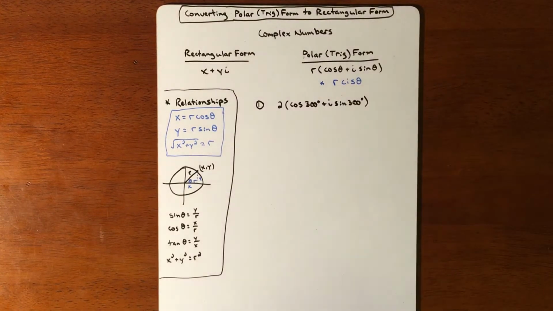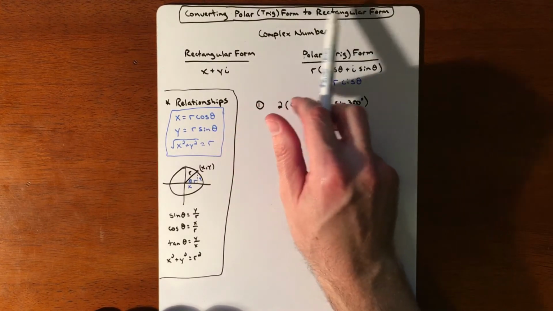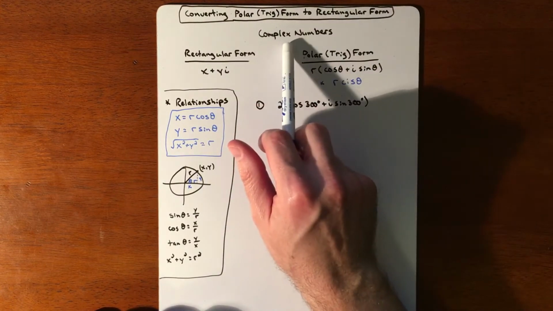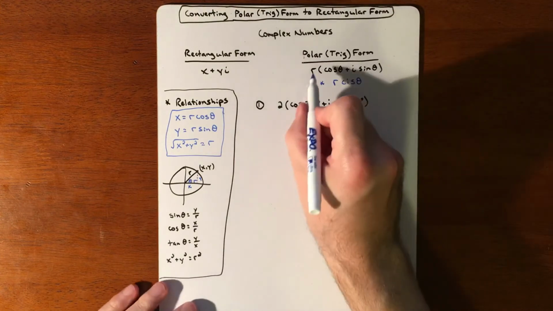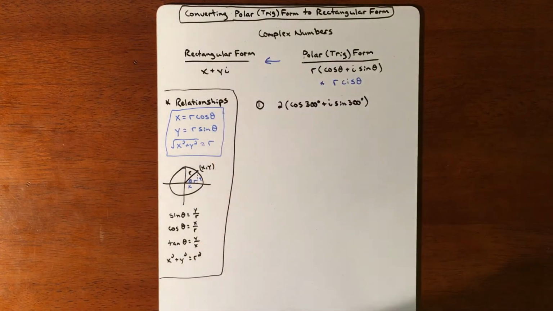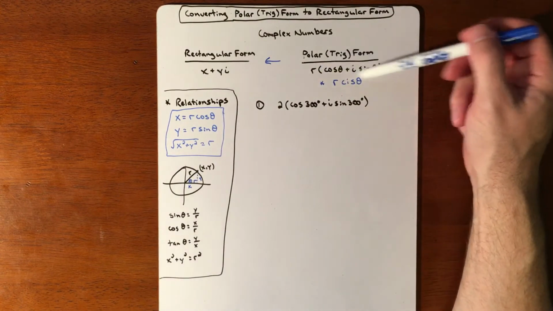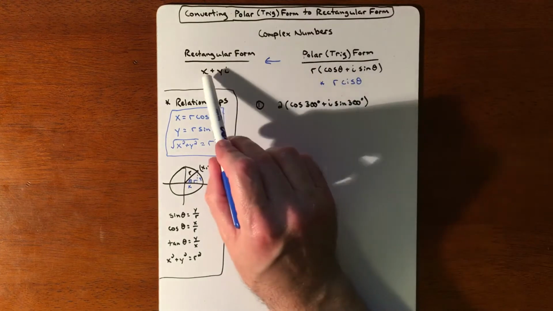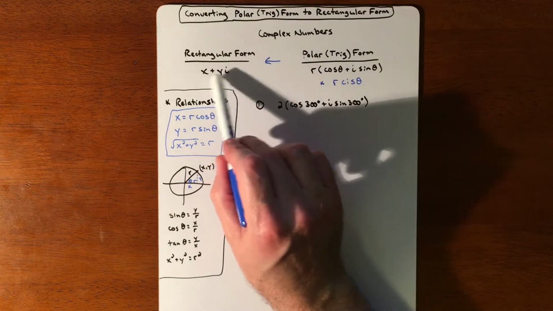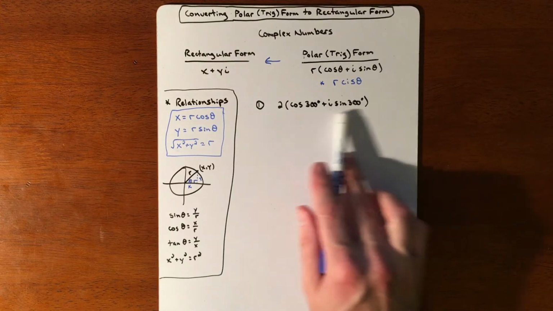In this lesson, we are going to be converting polar, which is kind of a trig form, to a rectangular form, specifically complex numbers. So we're going to be taking something that's in this form, and we're going to be converting it into a rectangular form. So something here that has a radius and angle measurements, and we're going to turn it into an a plus bi kind of a complex number. So this is your complex number.